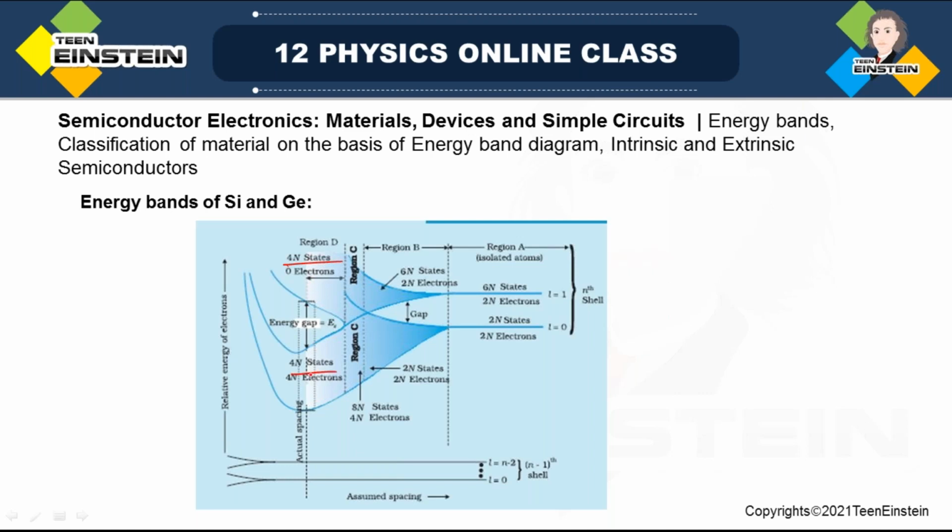4n and 4n. But in this case, what happens? All the 4n electrons will be in the valence band, and there will be no electrons in the conduction band. So the conduction band remains empty, whereas the valence band remains completely full. Completely filled. And there is an energy gap that is called the band gap. So this is how energy bands form.